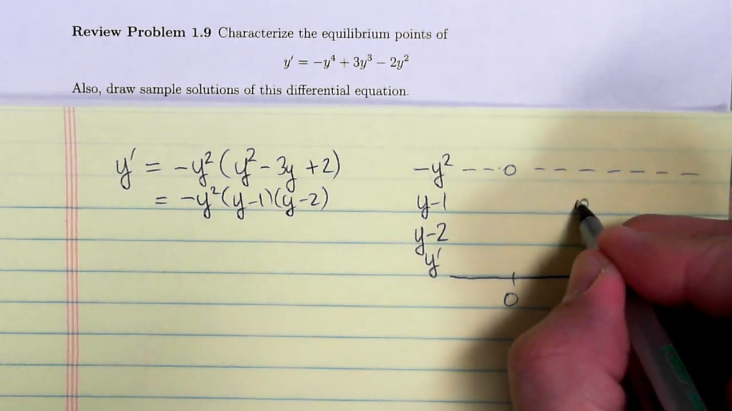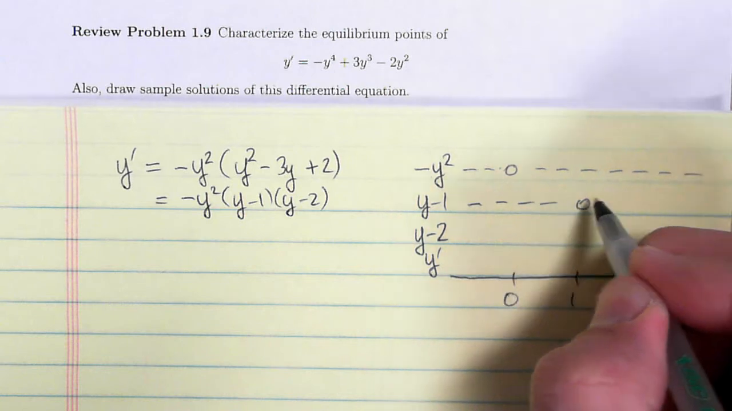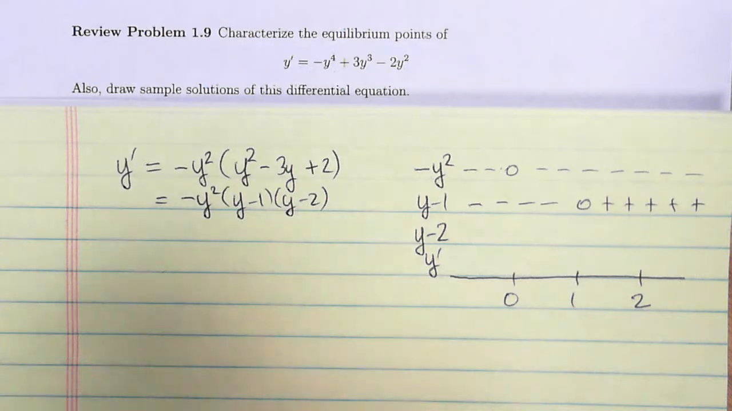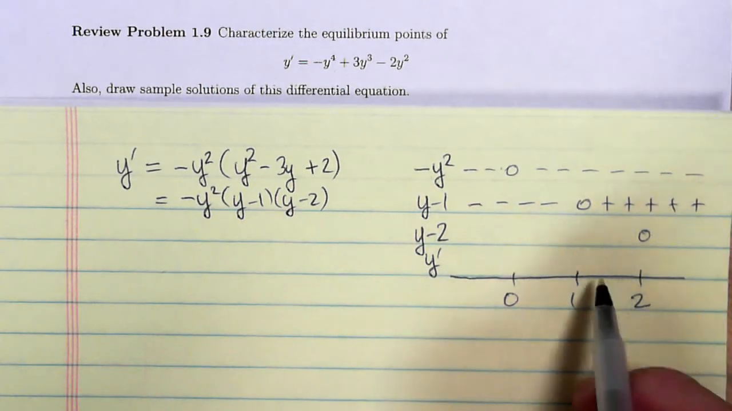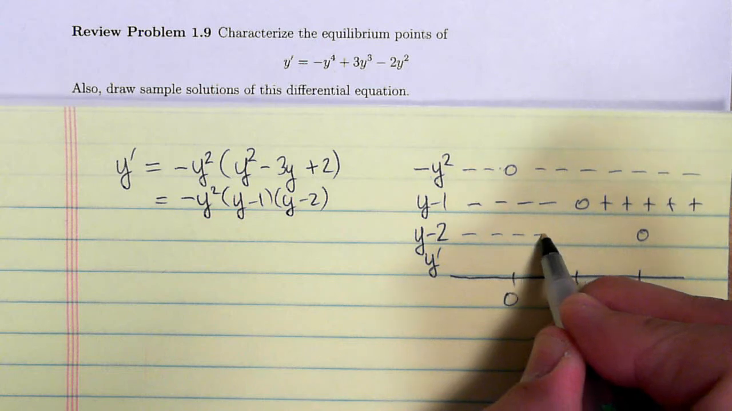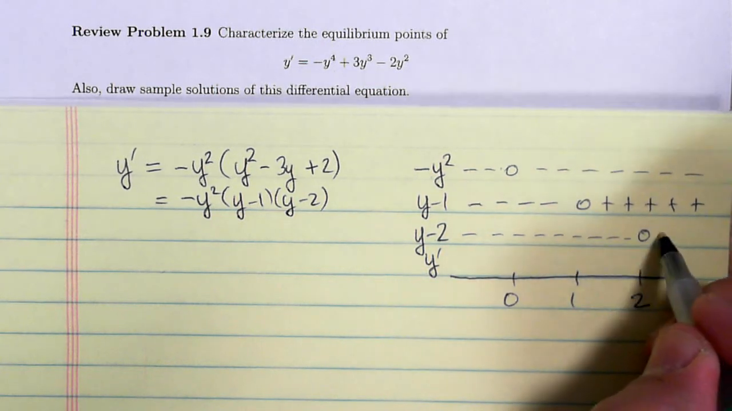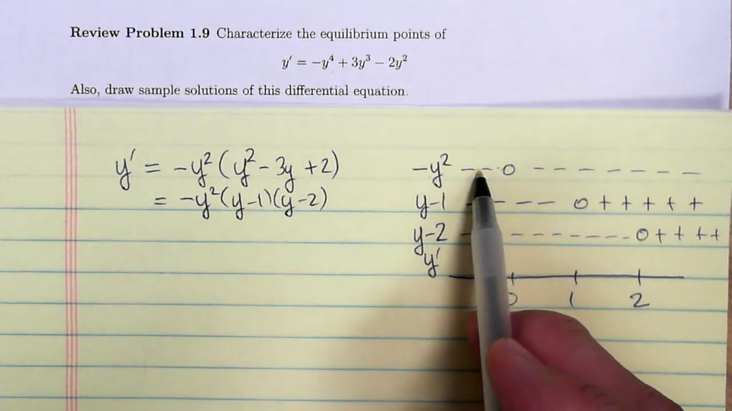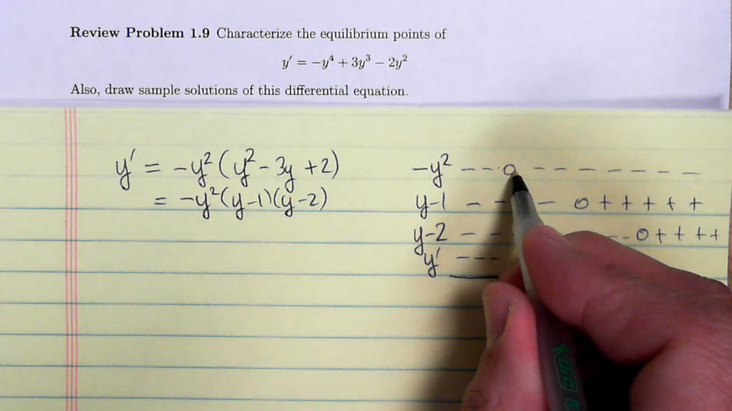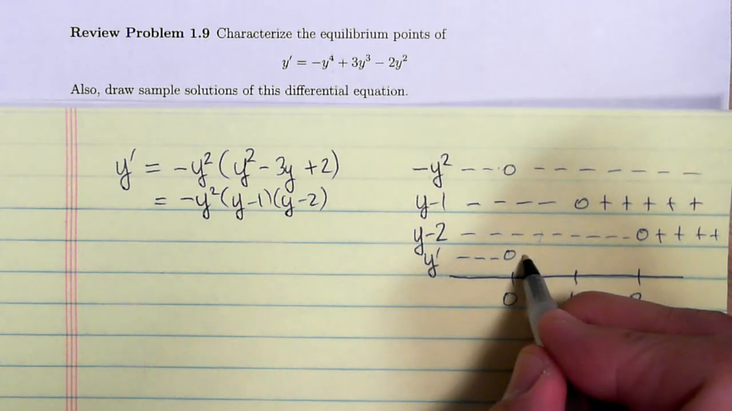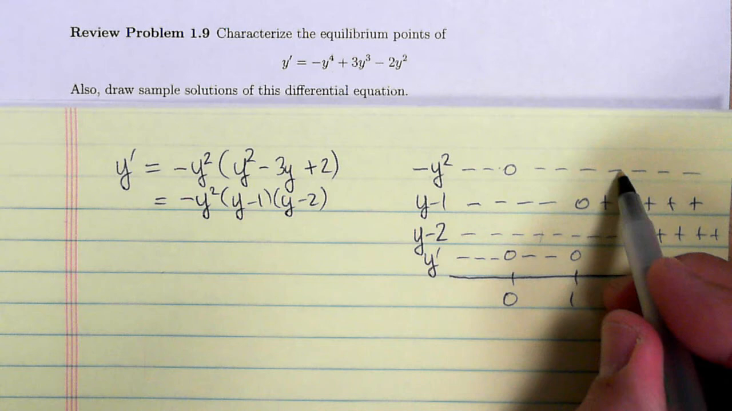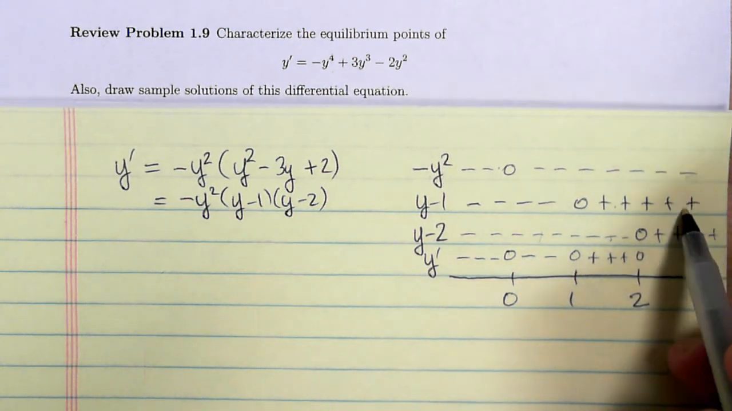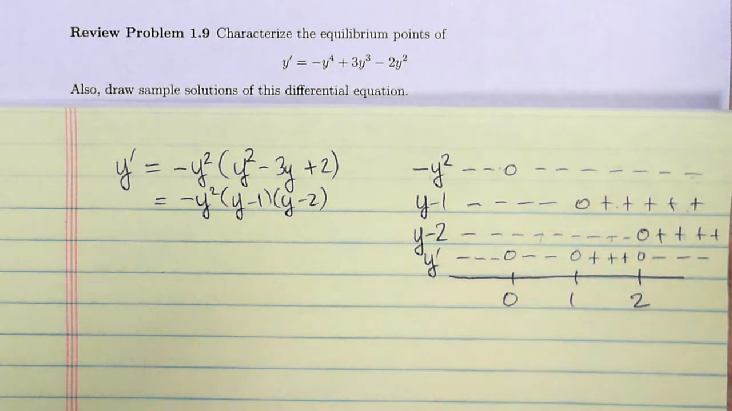Y minus 1, that's equal to 0 if y equals 1. That is negative if y is below 1, and it is positive if y is above 1. Y minus 2, that's equal to 0 if y is equal to 2. It is negative if y is below 2, and it is positive if y is above 2. So multiplying, we get 3 negatives make a negative, 0. 3 negatives again make a negative, 0. 2 negatives times a positive makes positive, 0. Then 1 negative times 2 positives makes negative.